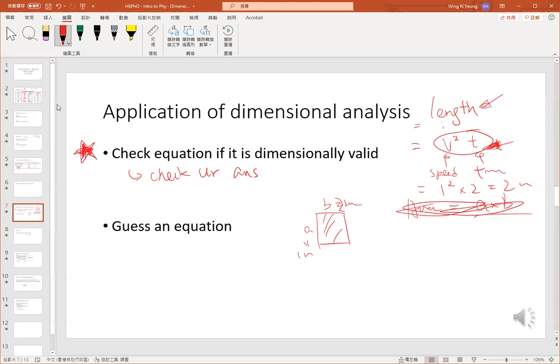Most likely, if I mark your homework, I'll check the dimension first. If the question is quite complicated, then if your dimension is wrong, I'll just put a big cross, and I just don't mark it. Okay. And then the second application is to guess an equation, but most likely you're not going to do it because most likely you know the equation for the commission.